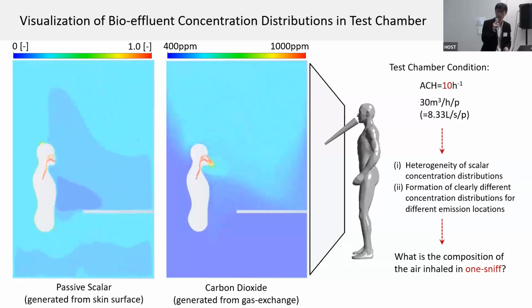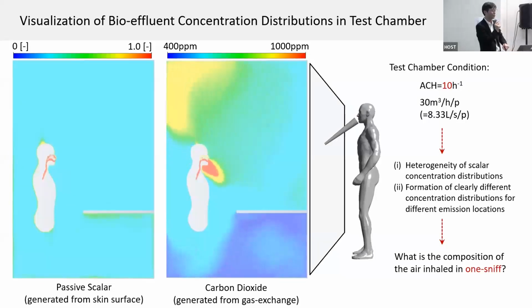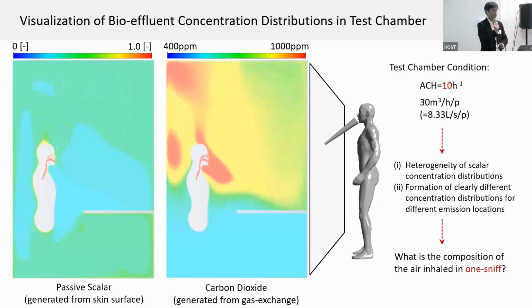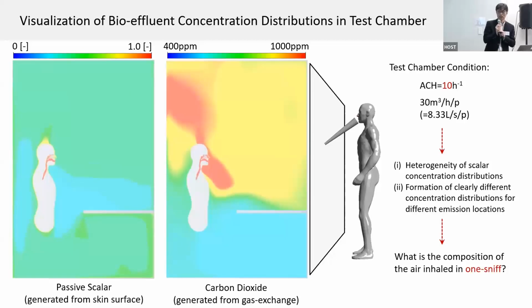The left-hand side animation shows the concentration distributions of passive scalar emitted from skin surfaces. This is assumed to be the bio-effluent from the emission of the human body. And the right-hand side figures show the carbon dioxide distributions in indoor environments generated from the respiratory system. Our model has already been integrated with the gas exchange model at the alveoli region. And you can see two very important points.